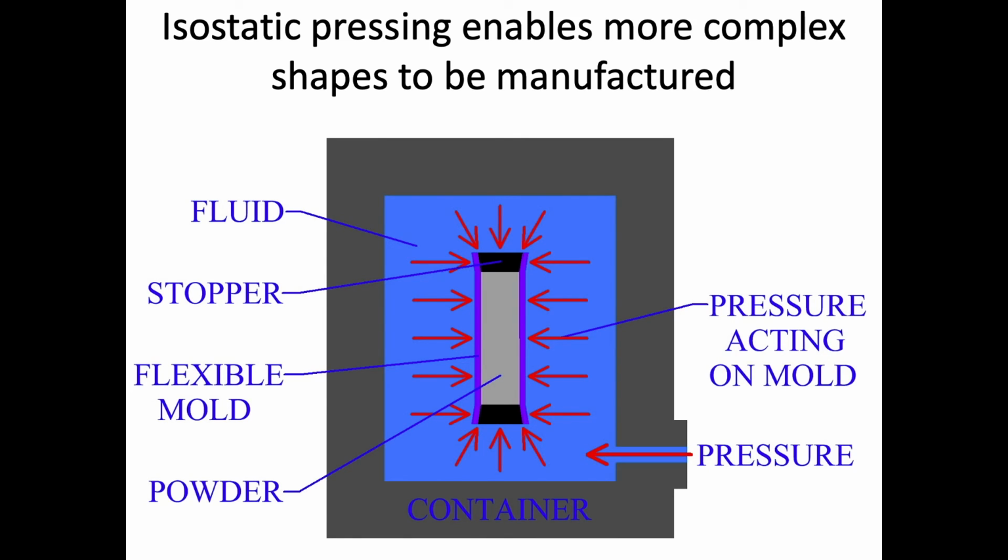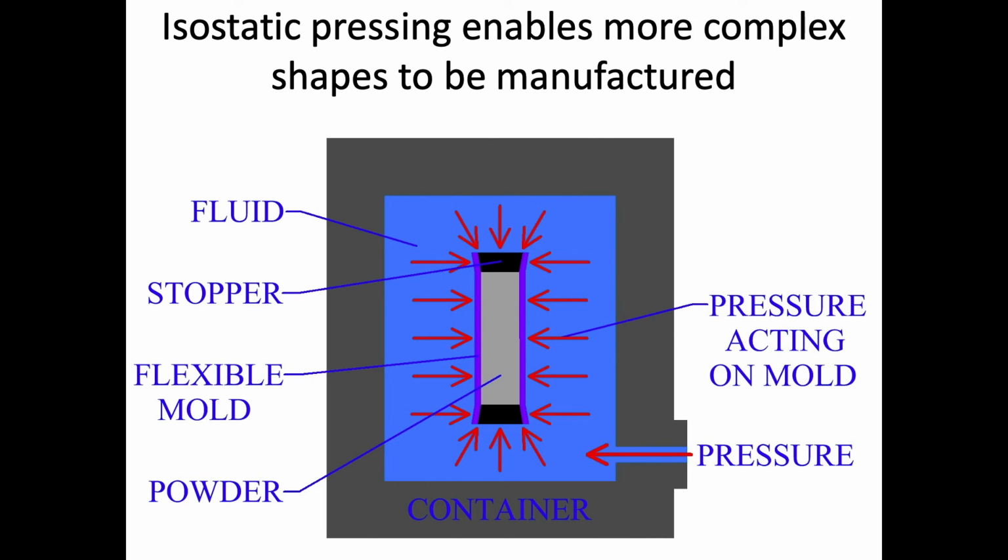because it's applying the pressure from all directions, not just one direction, which limits the amount of shapes that we can have. So this method can be done cold. So cold isostatic pressing, sometimes referred to as CIP or CIPing. That's when we do this near room temperature. So that would be equivalent to dry pressing, where we're just using it as a shaping method.